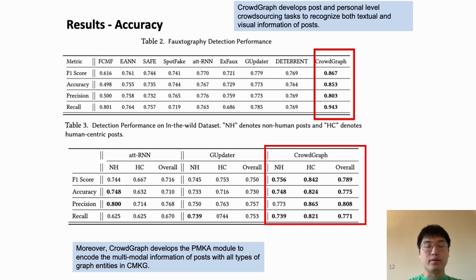We firstly evaluate the Fauxtography detection accuracy of CrowdGraph. We can see CrowdGraph outperforms all other baselines in Table 2. It demonstrates that the crowdsourcing answers from both interfaces can recognize both textual and visual information of posts. And in Table 3, we further show that our model can be extended to address unseen Fauxtography posts. Our CrowdGraph can also outperform all other models.